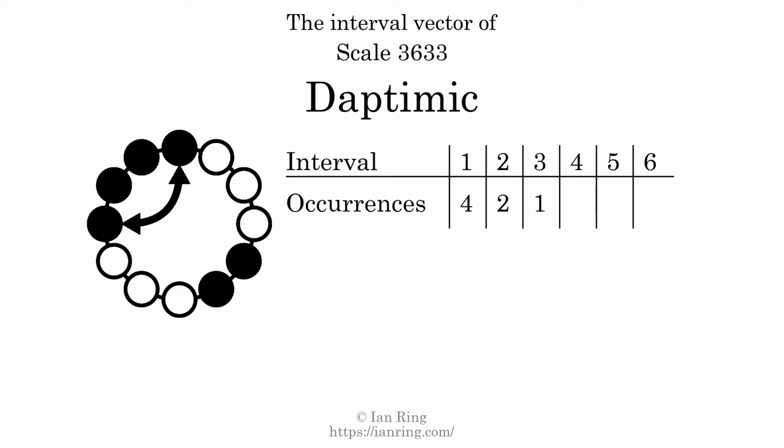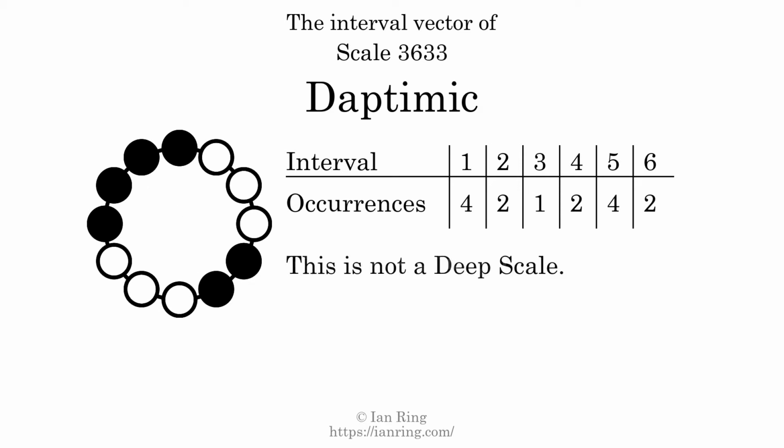It is here. There are 2 intervals with a size of 4 semitones. They are here and here. There are 4 intervals with a size of 5 semitones. They are here, here, here, and here. There are 2 intervals with a size of 6 semitones. They are here and here. Each interval does not appear in this scale a unique number of times, so this is not a deep scale.